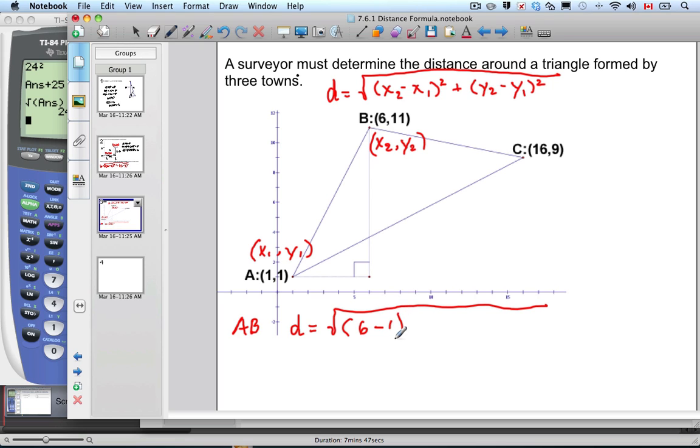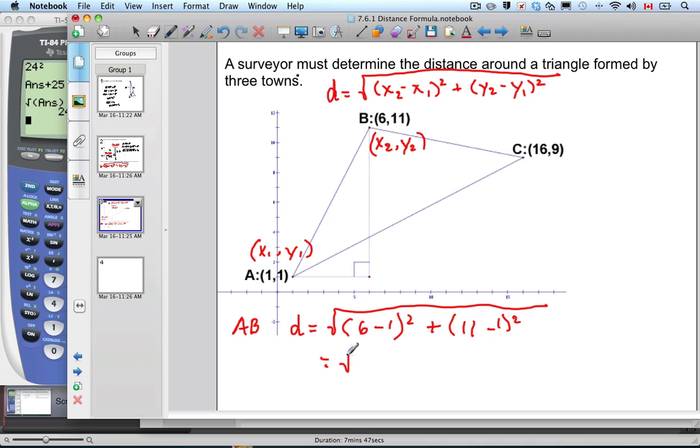Would it have mattered if we picked different ones? No, it shouldn't, because we're going to square it. The only thing that would matter is that one way would be a positive value and one way would be a negative value. If you square either one of them, the signs go away. And then y1 is 1, subtract it, squared.